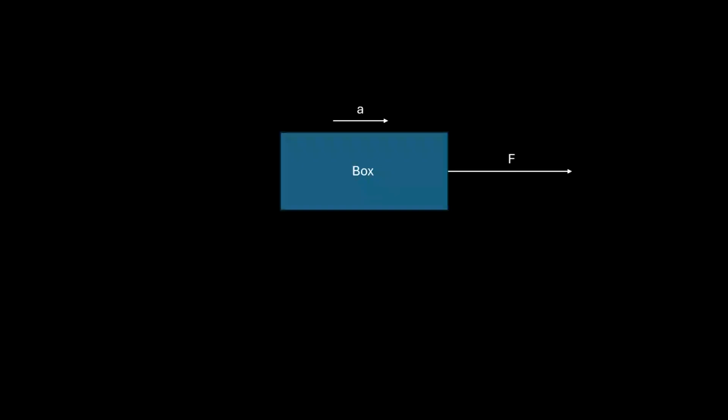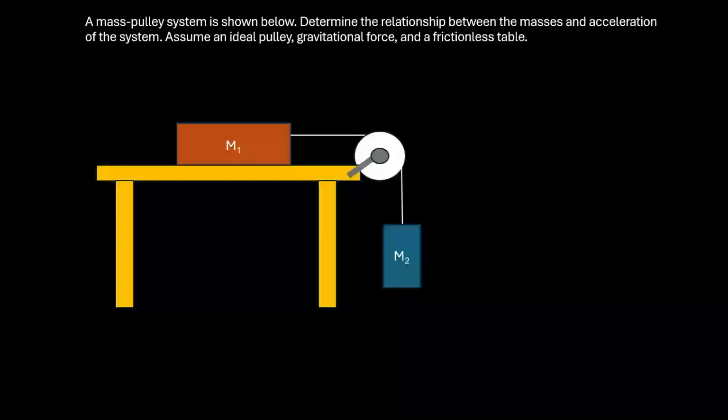So this is just a brief overview of the concept of forces, and let's go ahead and look at a problem. A mass pulley system is shown below. Determine the relationship between the masses and accelerations of the system. Assume an ideal pulley, gravitational force, and frictionless table.